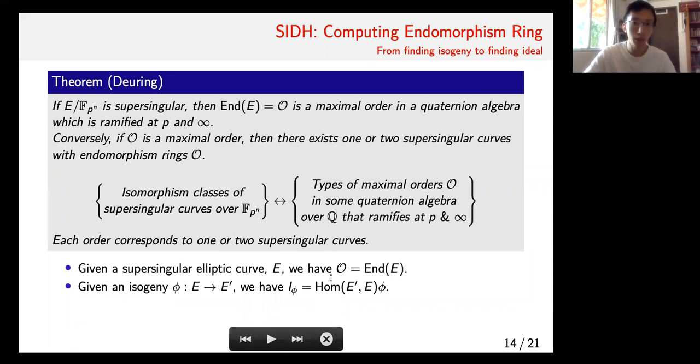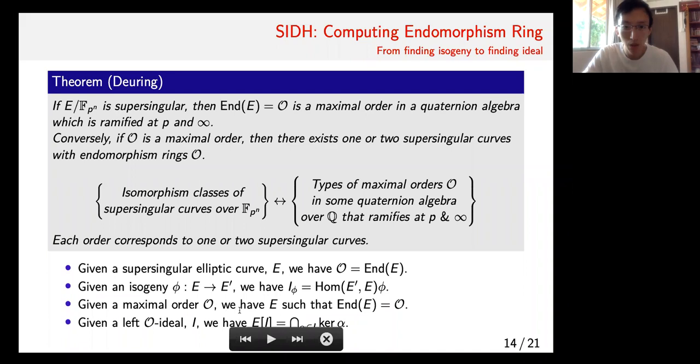Okay, and now going the other way, given the maximal order, we can obtain an elliptic curve by constructing the curve from the endomorphism ring. And then given a left ideal, we can obtain an isogeny by looking at the isogeny generated with kernel given by this thing, where this is going to be the intersection of all the kernels of elements in the ideal. Okay, I'll just pause here for a while to take a drink while you digest this a little bit.